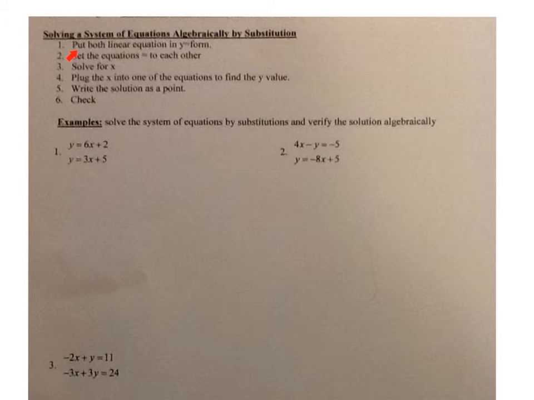All right, so the first thing you're going to do is put both linear equations, and that's all we're doing right now are linear equations, in y equals form. So you want y equals everything to the right side. Set the equations equal to each other, and you could do that because they're both y equals. So you're taking one and plugging it into the other. You're going to solve for x. Then you're going to plug x into one of the equations. It doesn't matter which one you plug it into to find y. Write the solution as a point, and then you're going to check it.